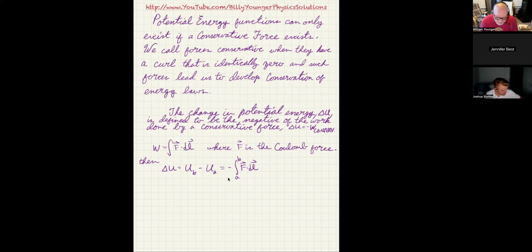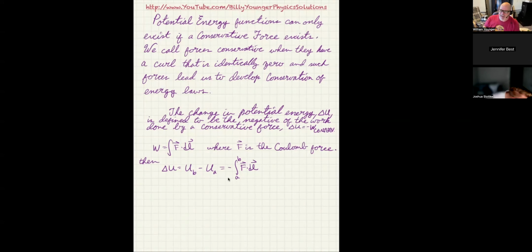But here it is. It says potential energy functions can only exist if a conservative force exists. You might remember that from when we talked about conservative forces. I think it was in chapter 7 or it might have been chapter 8. I can't remember. But the main thing is once the curl of a force is identically zero, then that proves that the force is conservative.